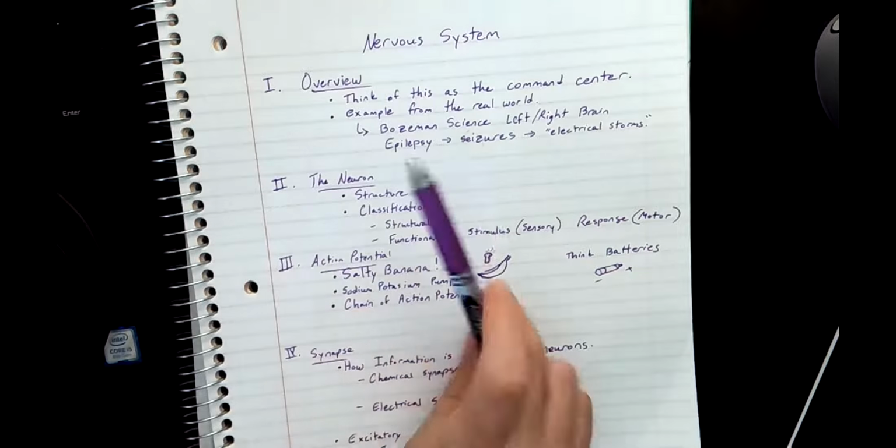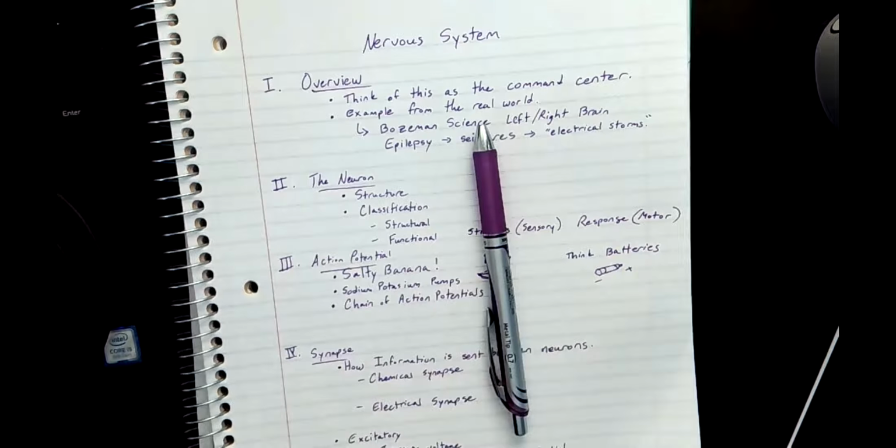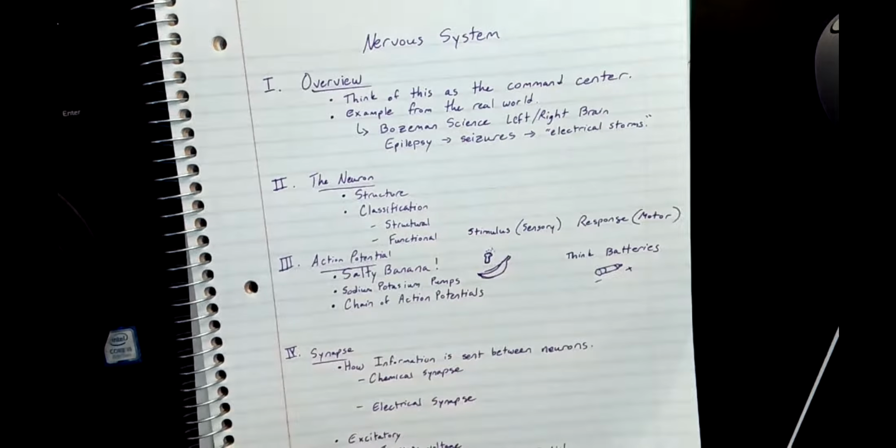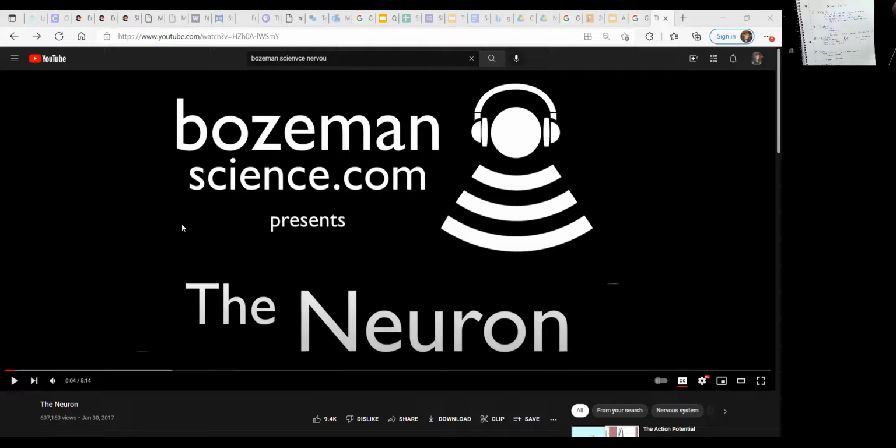So I will show you a video from Bozeman Science. Let me share the screen, and he will go over the basic structure of the neuron: the dendrites, the axon, the myelin sheath, and the terminal ends. So let's check that out.